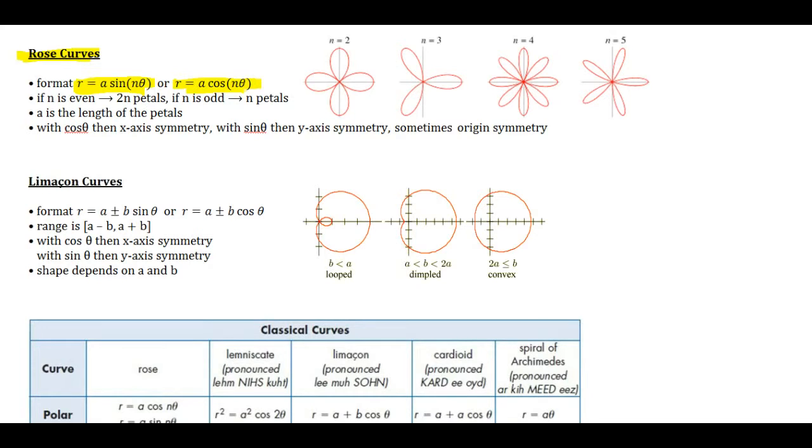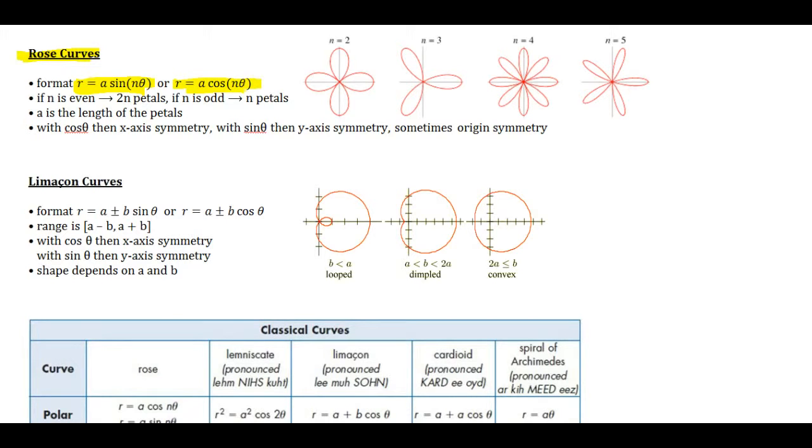And those are really pretty, and I encourage you to graph them. If you grab your graphing calculator and type them in, they're fun. Make sure you change your calculator's mode to polar. You probably want to be in radians mode, but you have to adjust your window to make sure that it all makes sense. So play around with that.